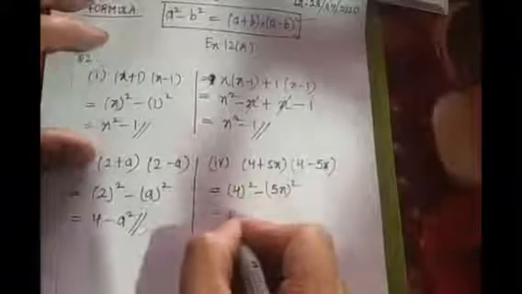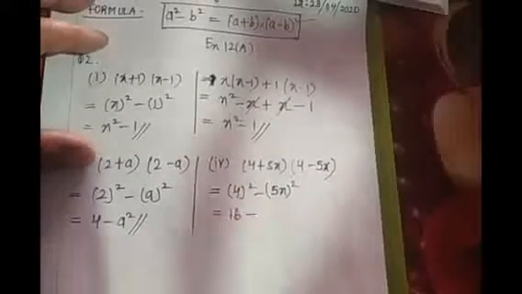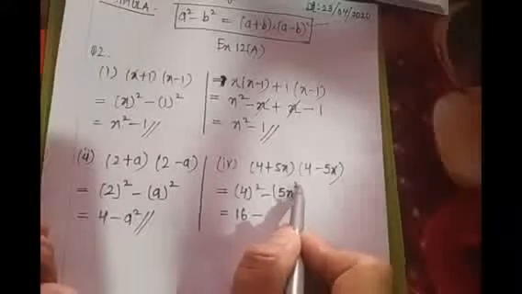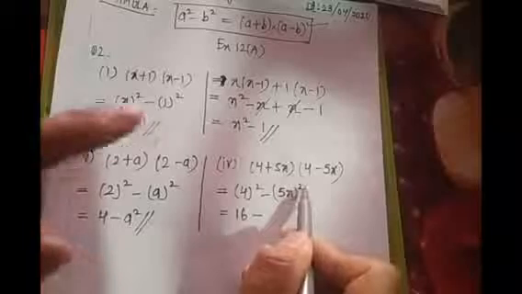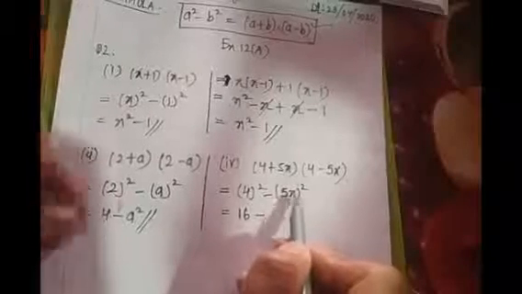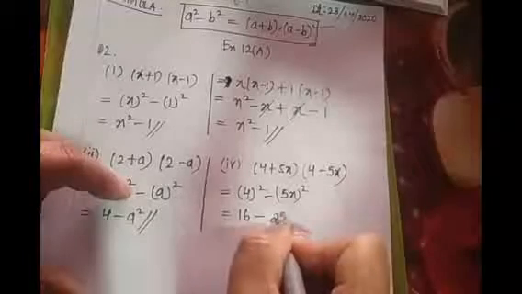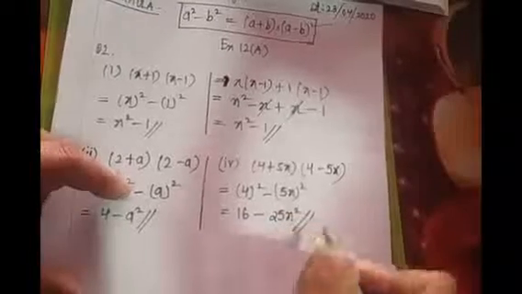4 square is already 16, we know it, but now 5x square. This power 2 is for both 5 and x as well. So 5 to the power 2 is 25, and x square is x square. So this is the simplified form.